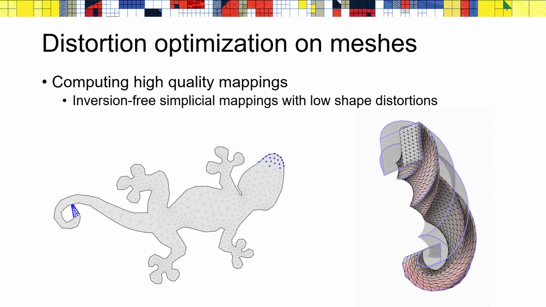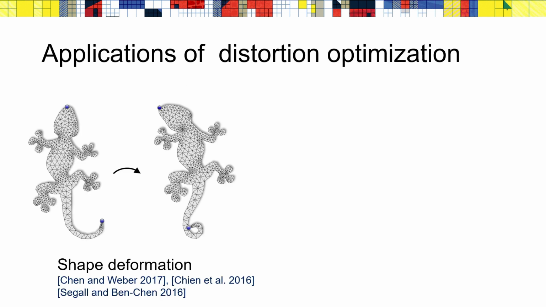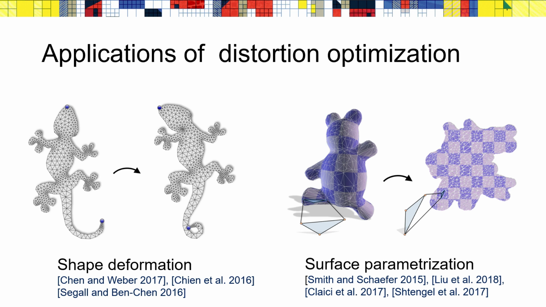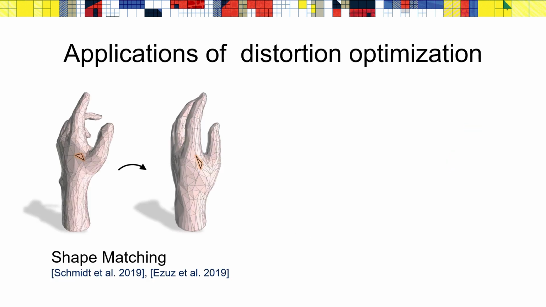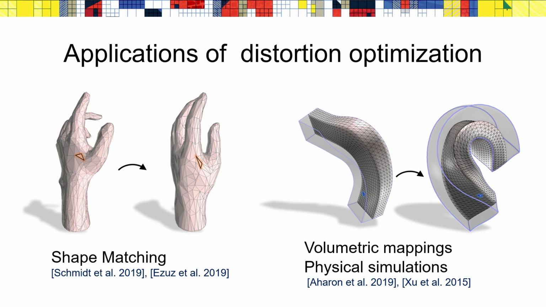The distortion optimization problem has a long history in geometry processing. Solving it is essential in many related applications, including such classical tasks as point-to-point shape deformations and surface parameterizations, which is widely employed in computer graphics for tasks such as texture mapping. Also, in recent methods, distortion optimization techniques are used for shape matching applications between surfaces. And there are many applications of three-dimensional distortion optimization for computing volumetric mappings, for example, in physical simulations of elastic materials, etc. And this is only a part of the applications. Obviously, computing inversion-free maps is behind many other methods of geometry processing.